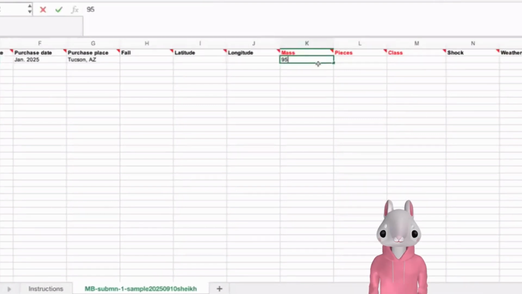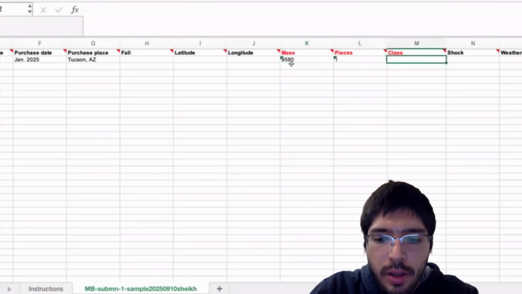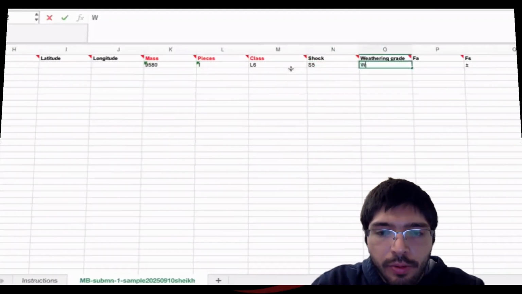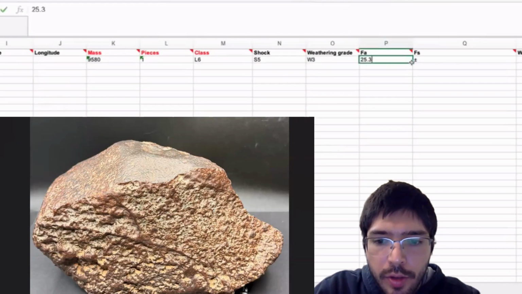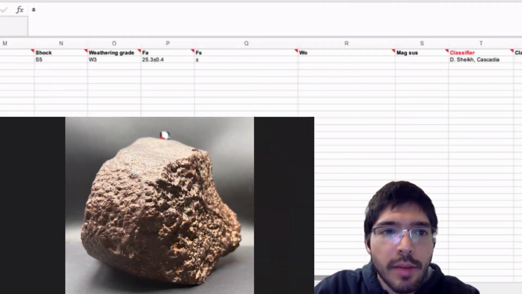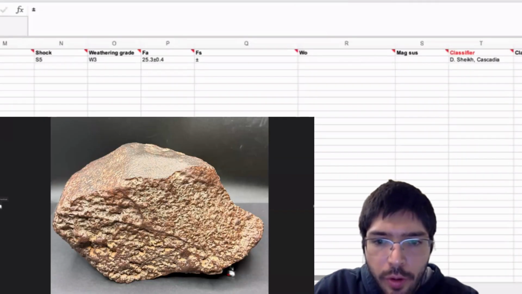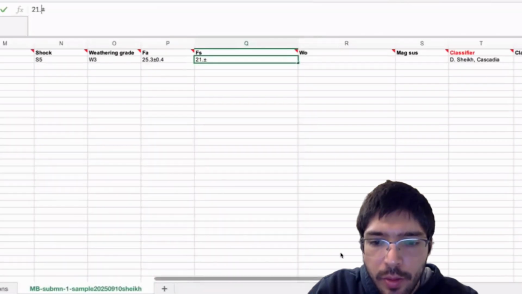9,580 grams. Okay, and it was a single stone, L6, S5, W3. All right, so my average for fayalite is 25.3 plus or minus 0.4. Okay, so that's done. Ferrosilite, I'm just going to do the same thing very quickly: 21.4 plus or minus 0.3. So that's the average for ferrosilite. And then the last one, 1.5 plus or minus 0.2.